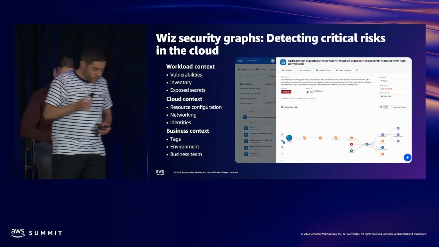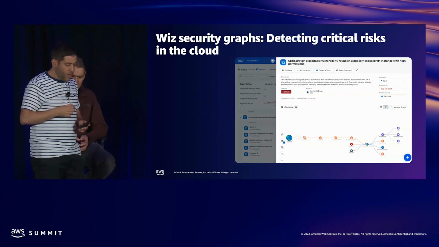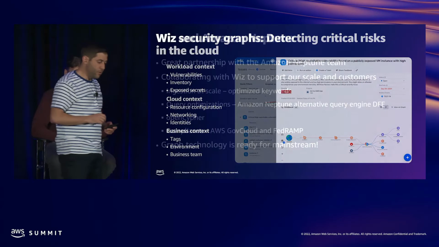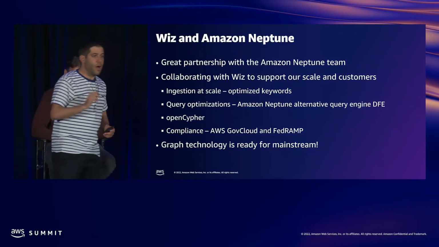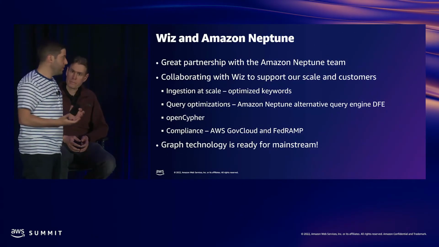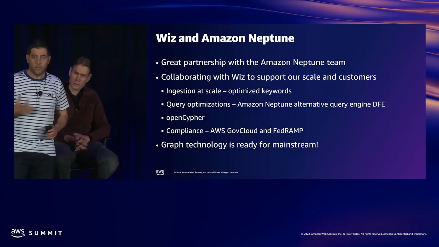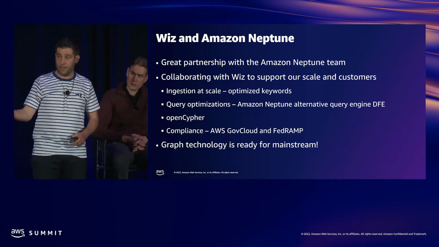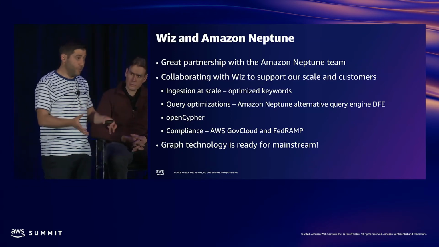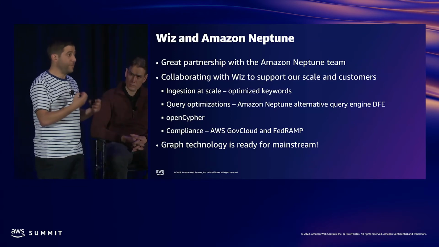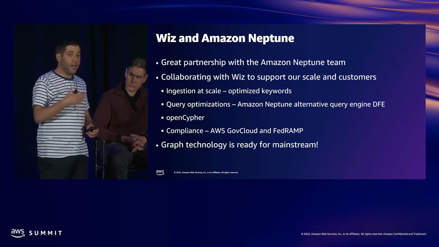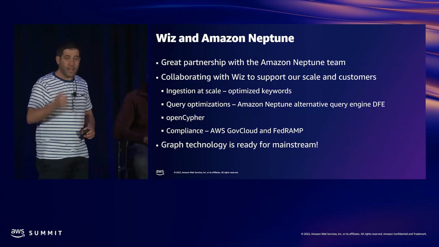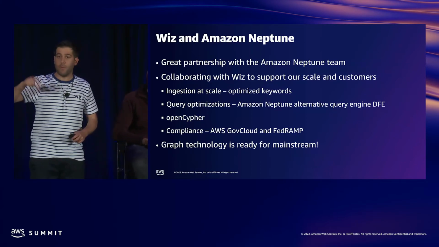Okay, so how does this all work? We were privileged to work with the Neptune team to really take this use case of a security graph at scale. I think today Wiz is probably one of the largest graph as a service implementations in the world. And it's really thanks to the joint work that we have with the Neptune team in every aspect of the pipeline that we're building, right?